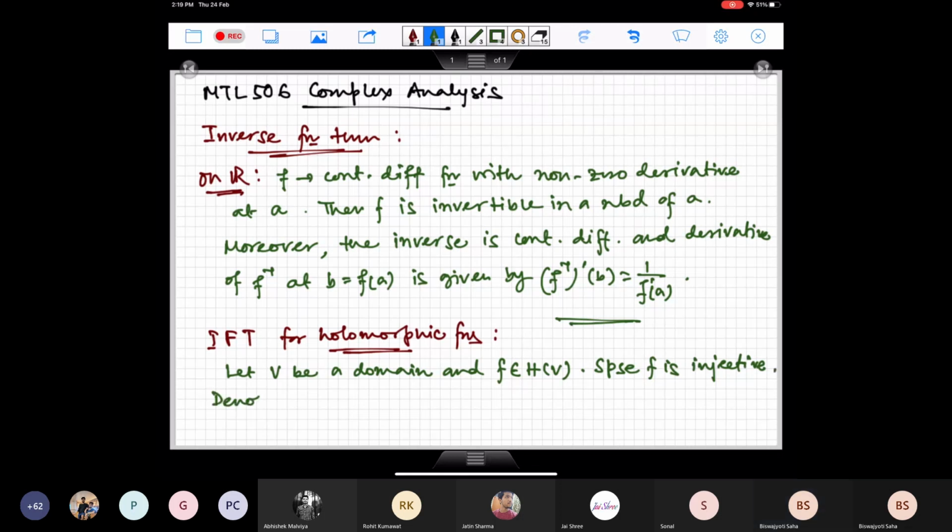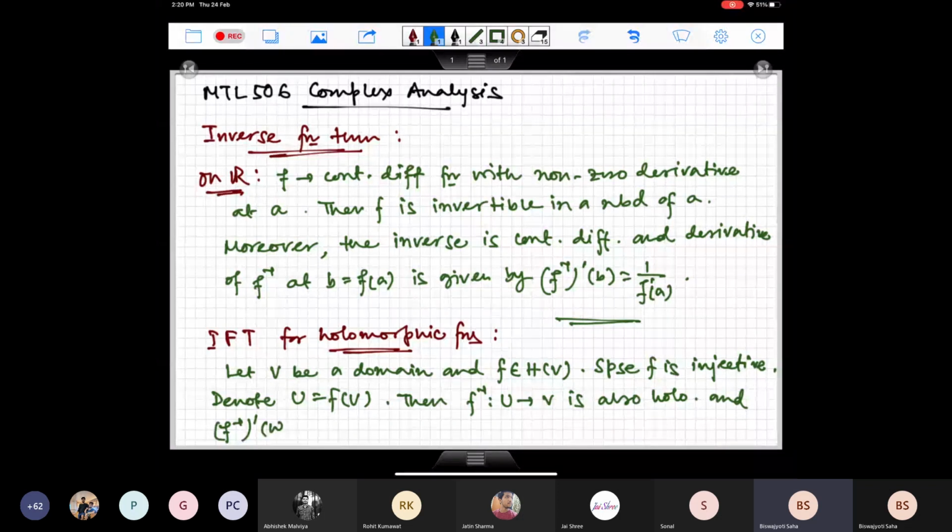Denote U equal to f(V). Then f inverse from U to V is also holomorphic, and this will give me that f inverse prime at w is equal to 1 upon f prime of z, where w is equal to f of z. Exactly the same statement.